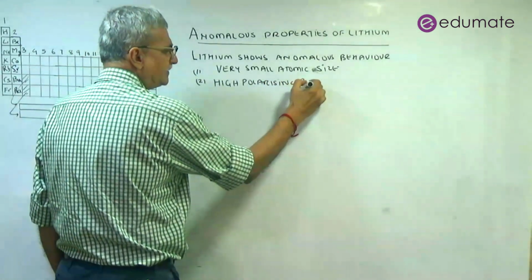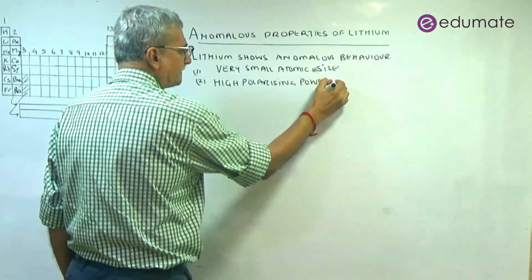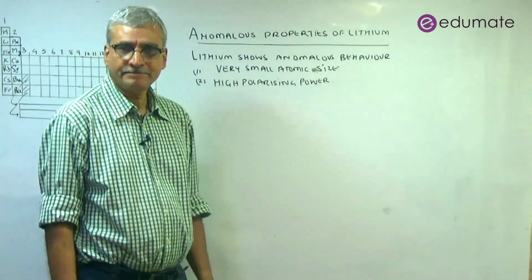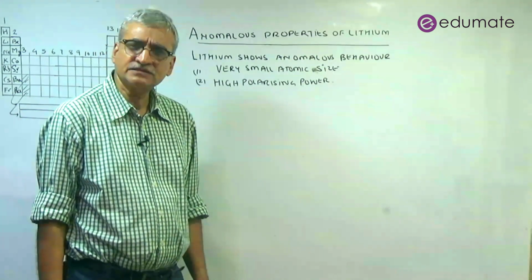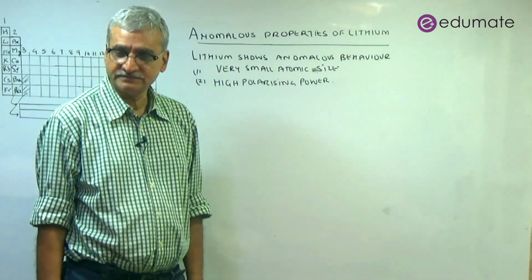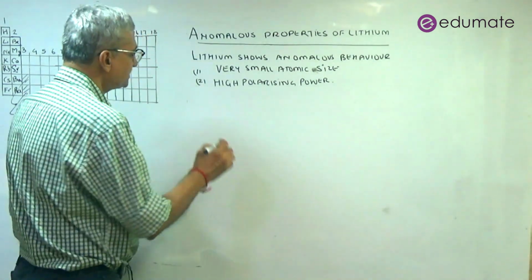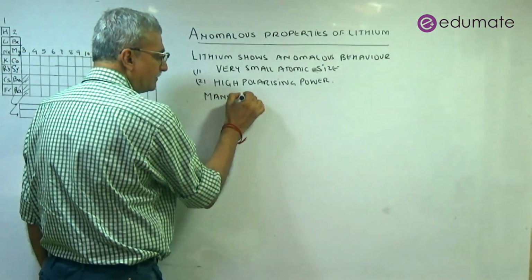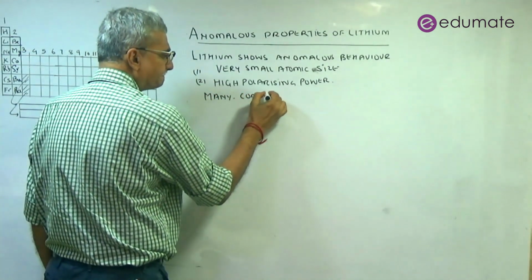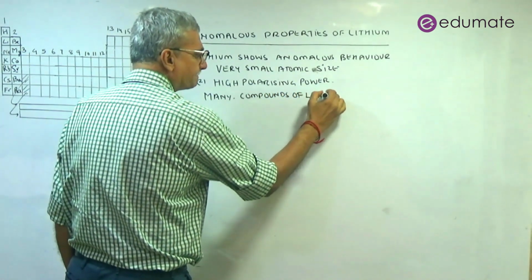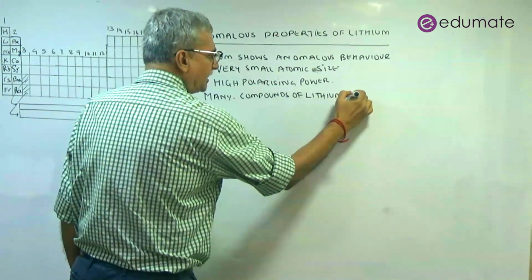Its high polarizing power. So when it's highly polarizing, then what happens is that many compounds of lithium are covalent. So this results in what? Many compounds of lithium are covalent.